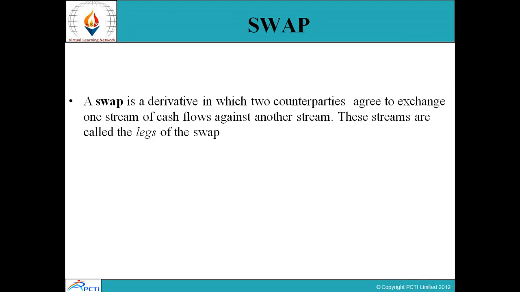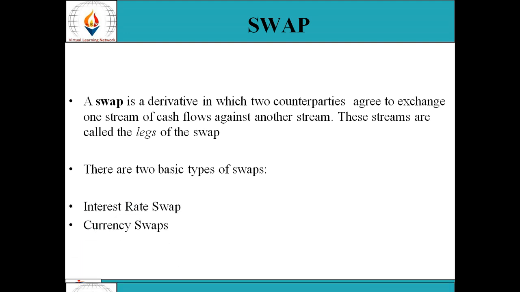And now swap. A swap is a derivative in which two counterparties agree to exchange one stream of cash flows against another stream. These streams are called the legs of the swap. There are two basic types of swap. Number one, interest rate swap. Number two, currency swap.